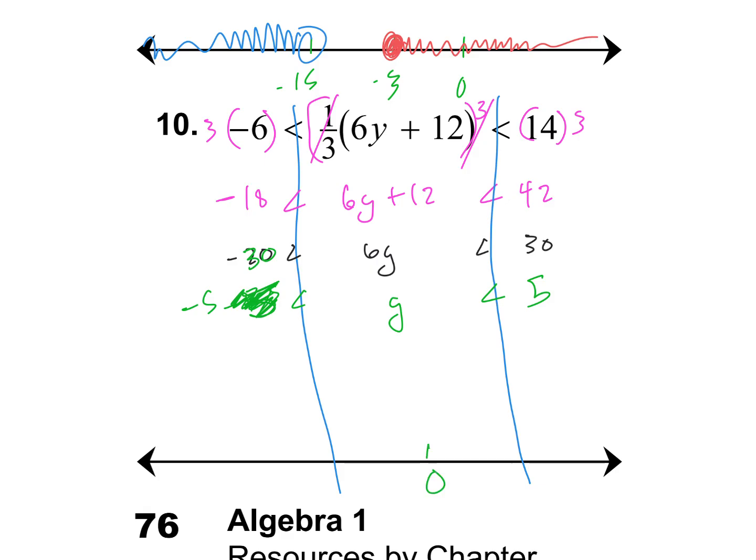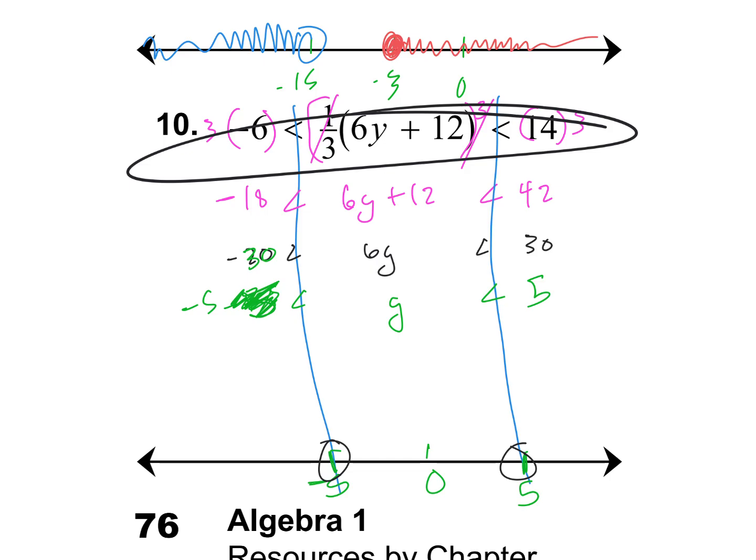Here's our graph. Here's 0. Here's -5. Here's 5. Open circles. This is an and after all. I will be shading in between them. And if you're like, hey, how do I know if I'm shading in between them or not? How can I really be confident that an and is going to look like this? Well, just go ahead and do what you need to do.